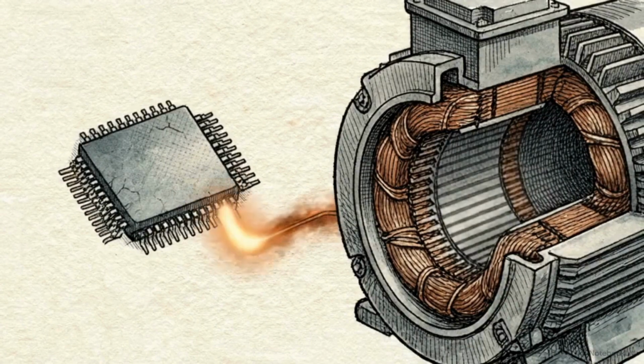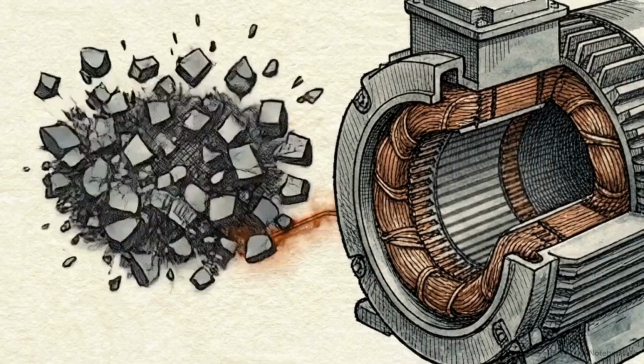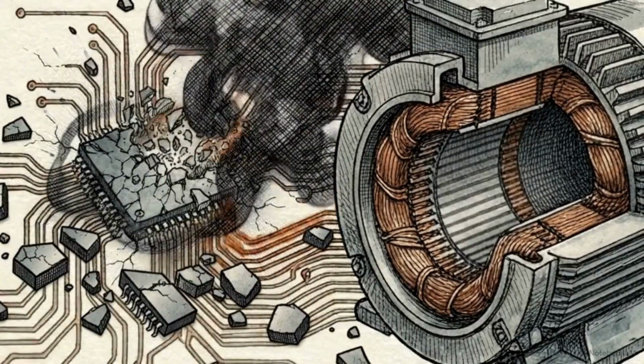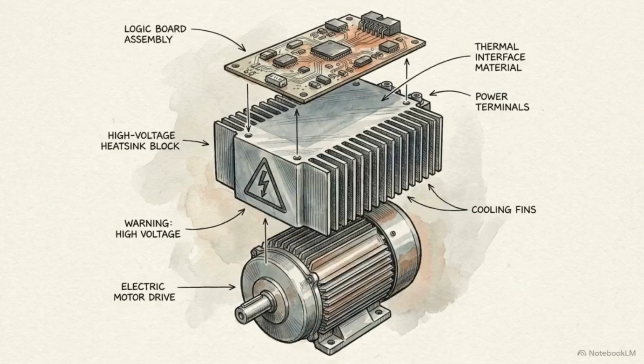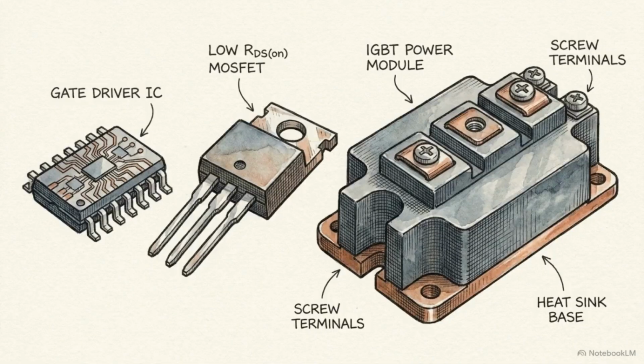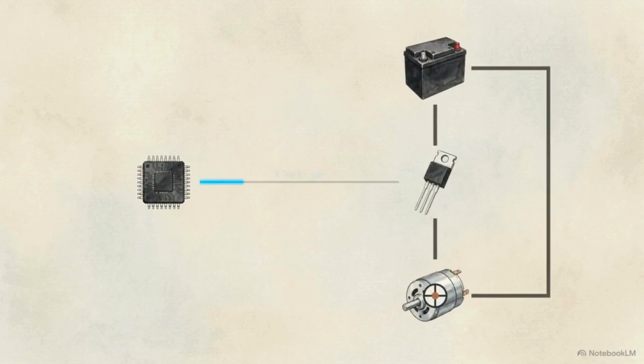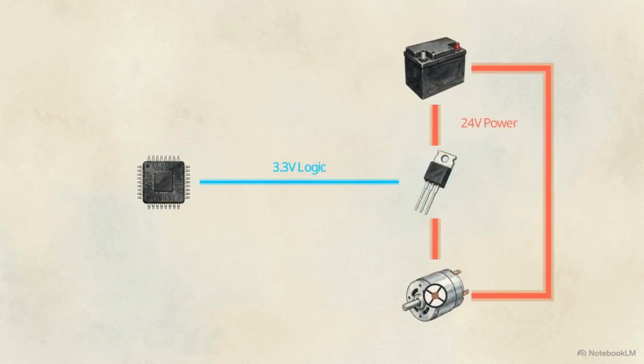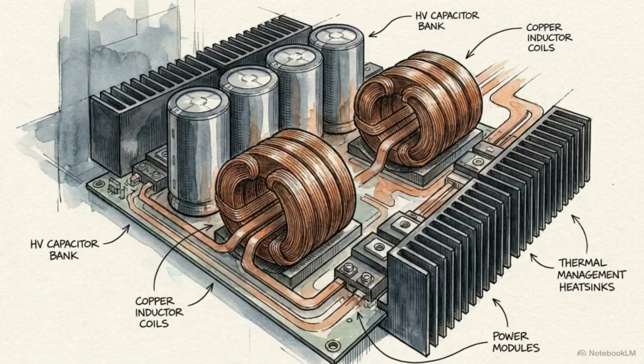If you pull the current required to spin a motor directly from a microchip, the logic circuitry will vaporize instantly. To solve this, we use an intermediate layer known as power electronics. This is the muscle of the system. It consists of components like driver ICs, MOSFETs, and IGBTs. These devices take low-power digital signals and use them to gate immense flows of raw electrical current. Mastering motor control requires mastering this architecture of energy flow.